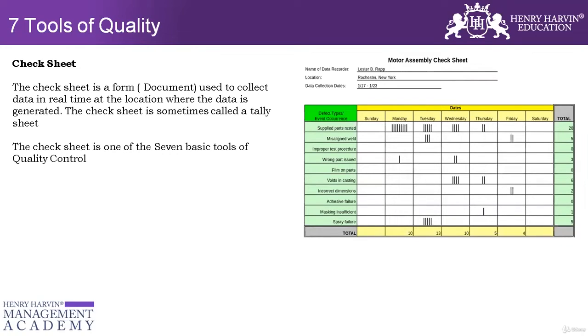Any question anybody has on the flowchart and check sheet? Are we good?